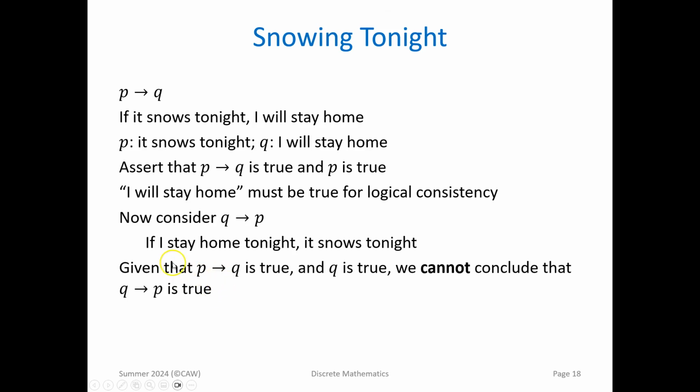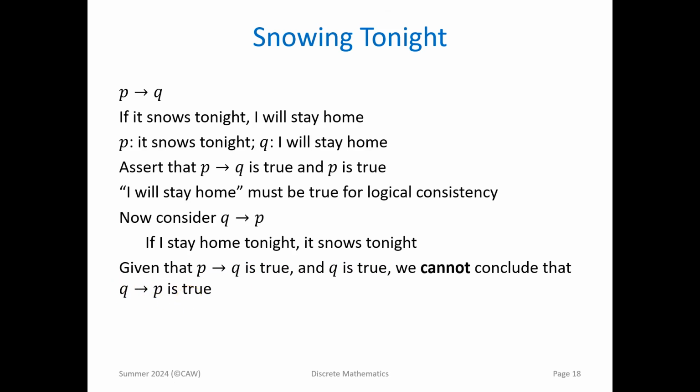Let me read that one more time. Given that P implies Q is true, occasionally I'll slip and say implies. We've got to be careful with that word. There's a bit of dissension in the definitions of logic about using implies for this symbol, just because it has more power than we want to give to this statement. So I'm going to try and remember to say P then Q. Given that P then Q is true and Q is true, we do not want to conclude that Q implies P is true.